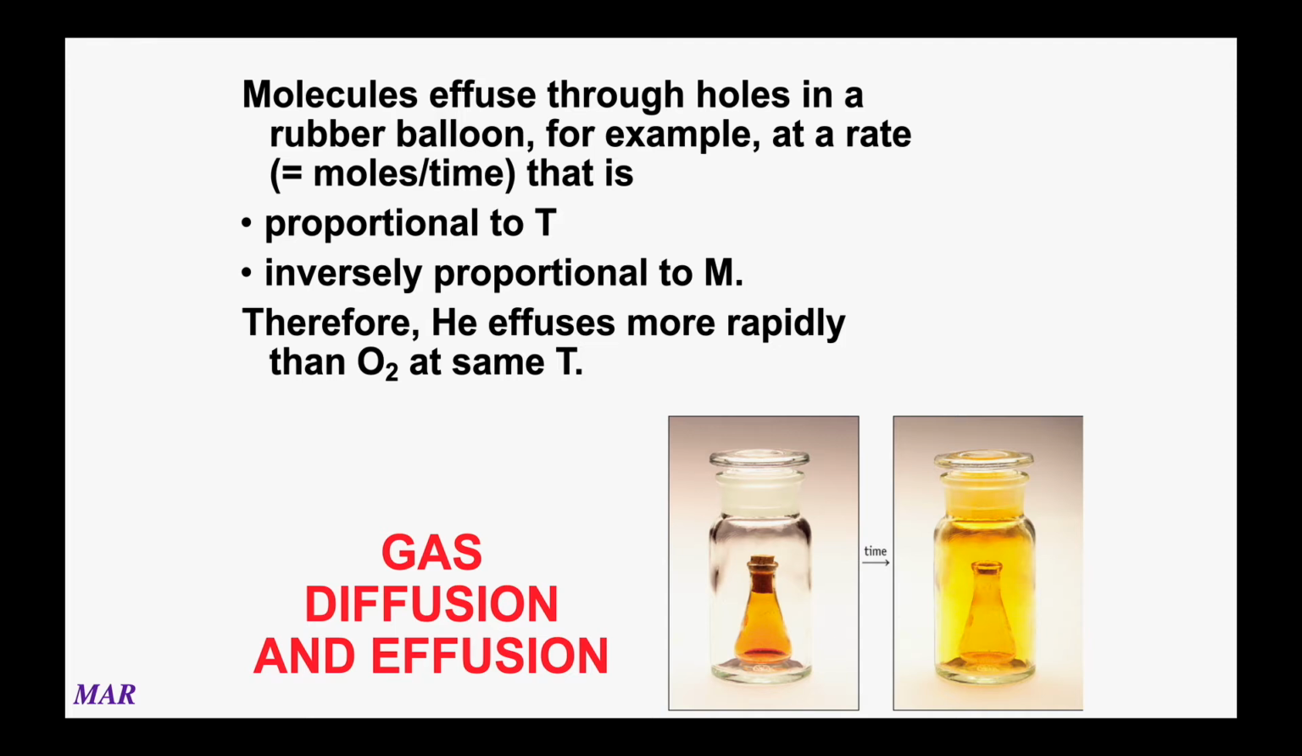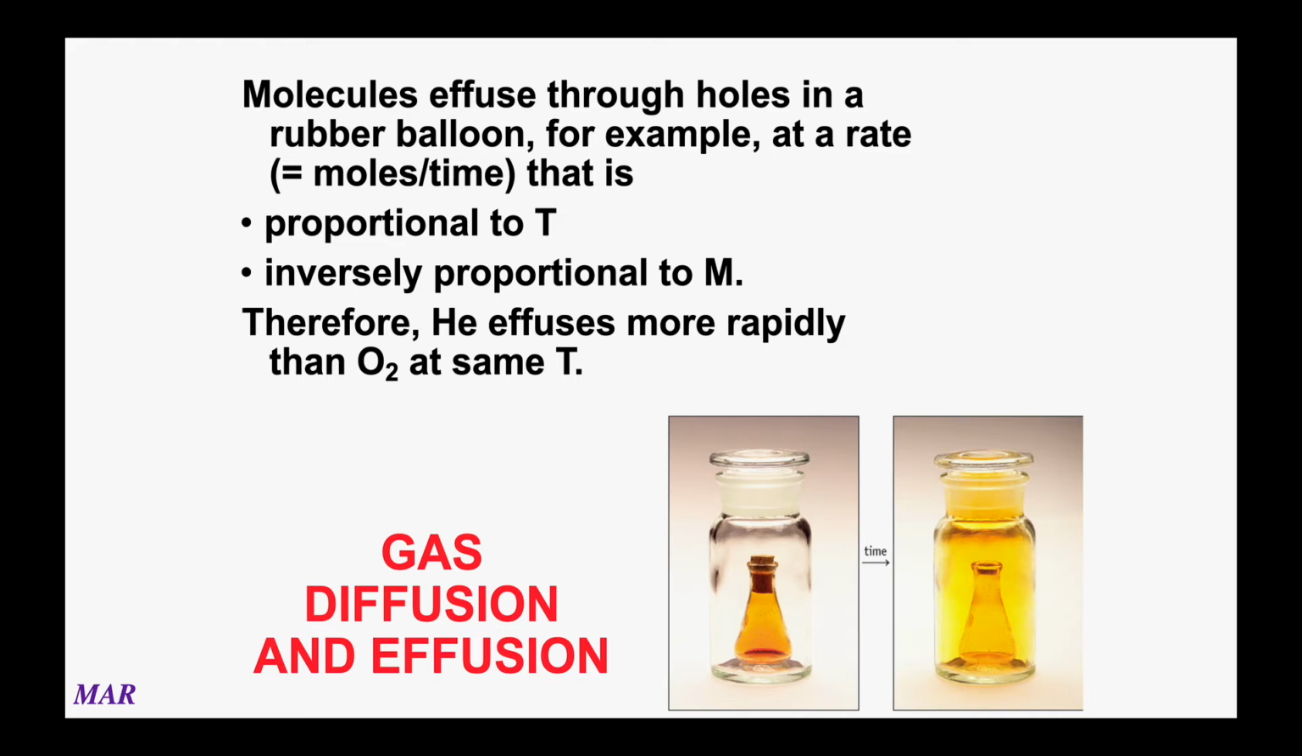It depends on the temperature, so it'll be faster at warmer temperatures and slower at colder temperatures. And big molar mass gases don't get through those holes as fast as light molar mass gases do. So as the molar mass goes up, your speed of mixing, diffusion, effusion, whatever, will go down. And conversely, small molar mass gases will mix, effuse, diffuse a lot faster because they have smaller mass.